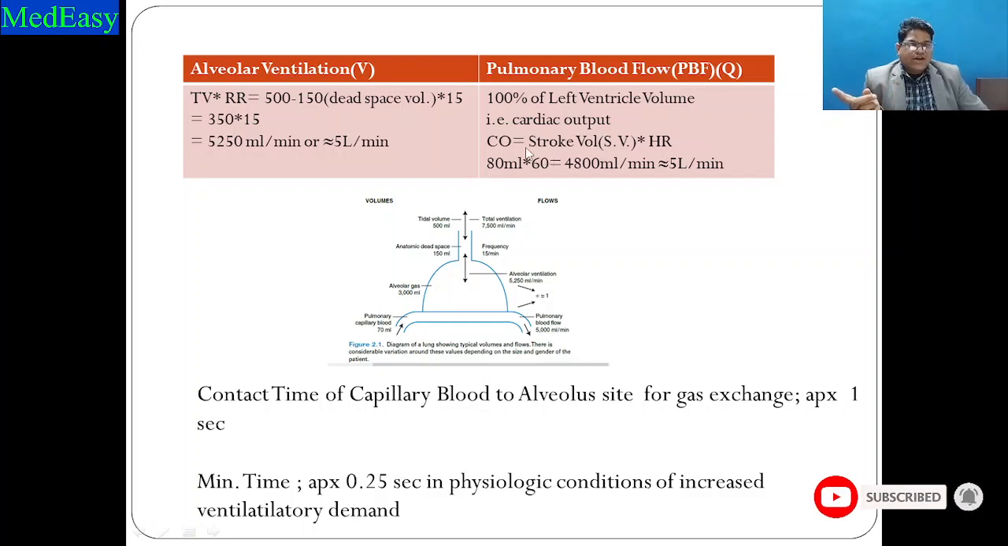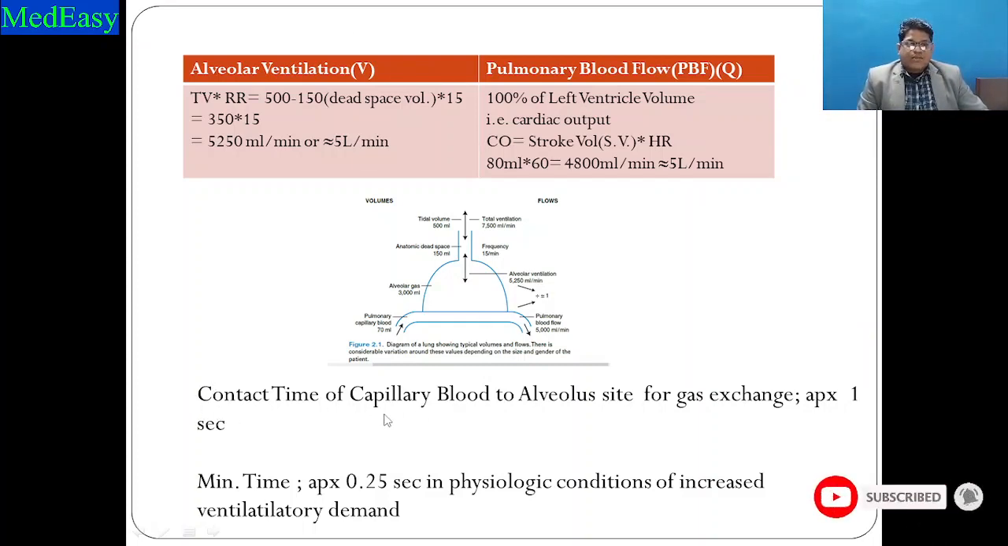So the entire cardiac output goes in each cycle to the lungs. And how is cardiac output calculated? Stroke volume multiplied by heart rate. So stroke volume is 80 ml multiplied by 60, which comes around 4800 ml per minute, or approximately 5 liters per minute. So what does it mean? Alveolar ventilation is almost equal to your pulmonary blood flow. So all the desaturated or deoxygenated blood that is coming from the heart gets saturated in the lungs, and then it goes to the systemic circulation. All right, in the normal circumstances.